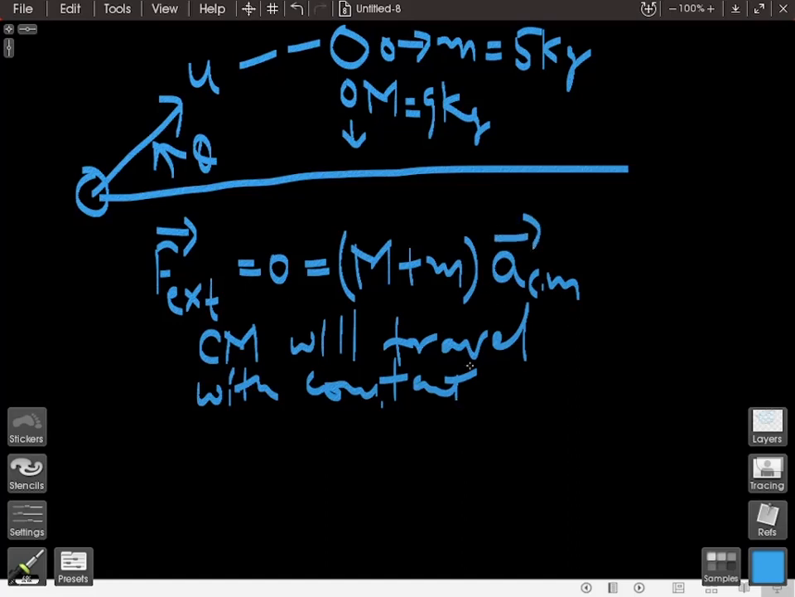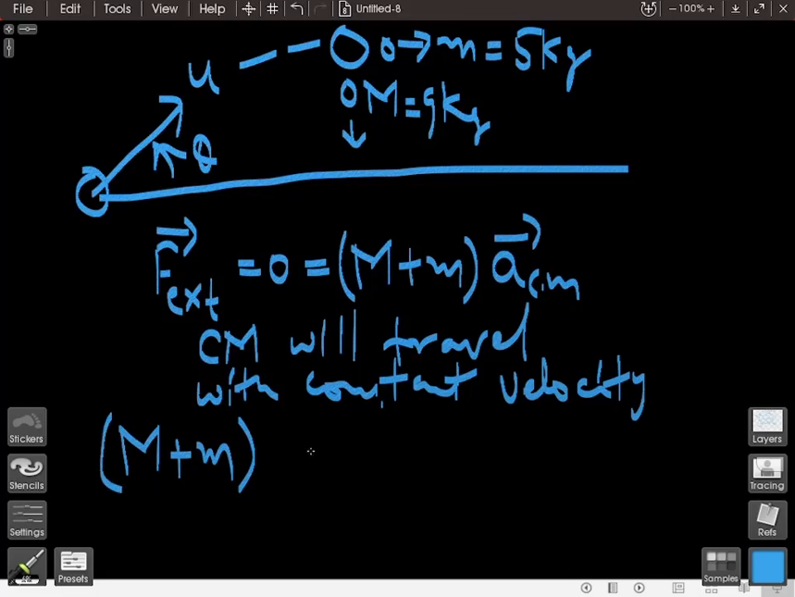With constant velocity. Therefore, if you look at the center of mass right before the explosion, it had a mass M plus m, and it was traveling with a velocity u cos theta, because the horizontal velocity is not affected.